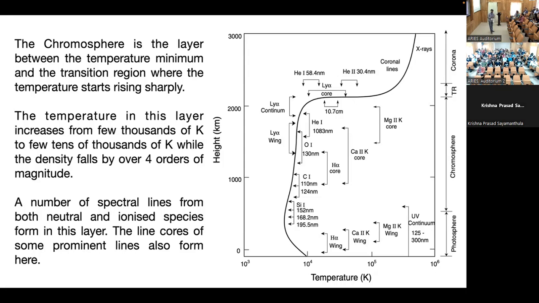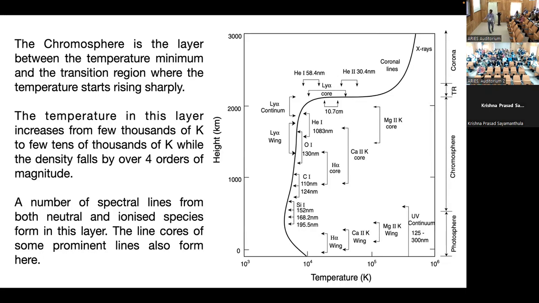of these particular layers. So the chromosphere is the layer between the temperature minimum and the transition region. The temperature rises gradually, and from the temperature minimum you see this chromosphere structure. Across this layer, the density falls by over 4 orders of magnitude. The temperature increases from about 5,000 K to maybe 10,000 K at the bottom, or at the top, just below the transition region, it can reach up to tens of thousands. So that's how the temperature within the chromosphere varies.